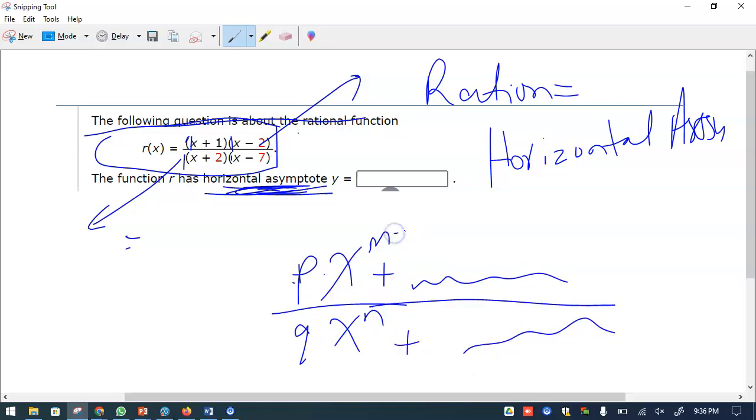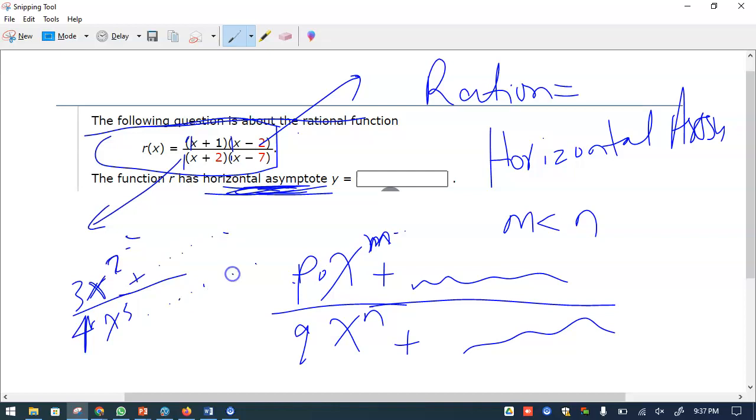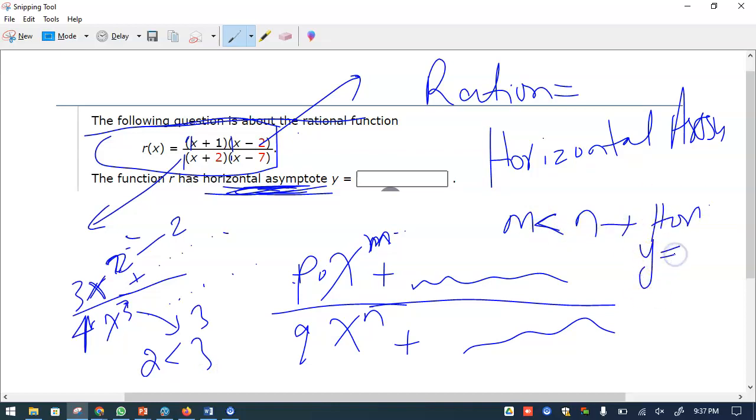The main thing is the degree. Whenever m is less than n, imagine if you have 3x raised to 2 on top, and the bottom one is 4x raised to 3, plus something, something, something. You can see the degree on top is 2 and the degree on the bottom is 3. So 2 is less than 3. Then in such cases the horizontal asymptote is always y equals 0. That's the x-axis.